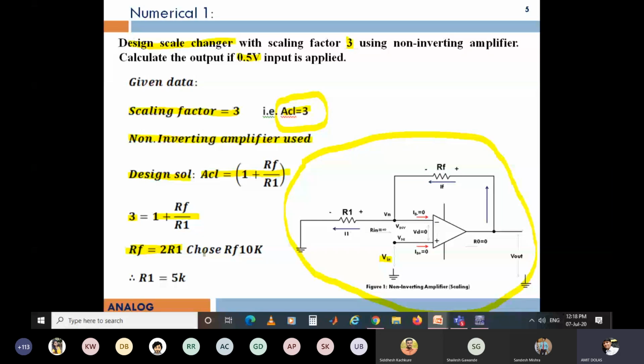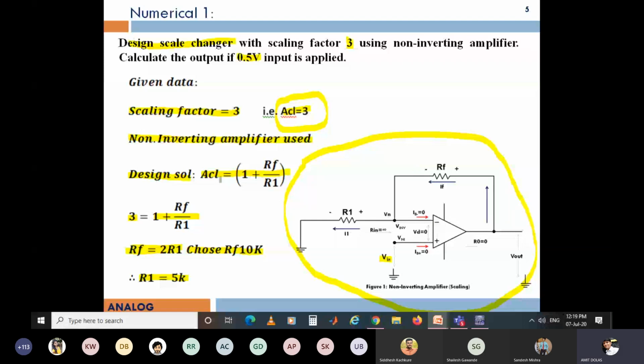So I choose Rf equal to 10K. I forgot to mention here, Rf is equal to 10K. That's why R1 will be equal to 5K. So if I put this value of R1 5K and value of Rf 10K, then scaling factor 3 can be achieved.